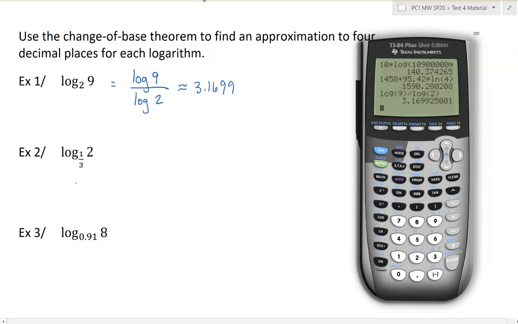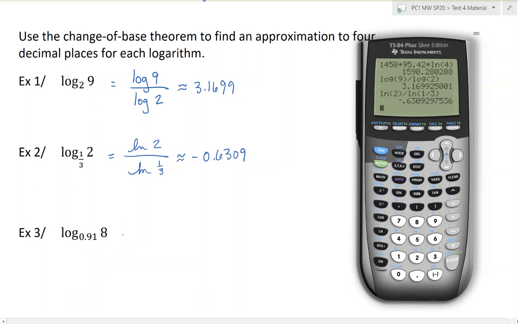And here we have the log base 1/3 of 2. I could do the same thing, or let's say if I wanted to do it with natural log, I could write this as the natural log of 2 divided by the natural log of 1/3. And then when we put that into the calculator, it is the natural log of 2 divided by the natural log of 1/3. And we get about negative 0.6309. All right, and log base 0.91 of 8.